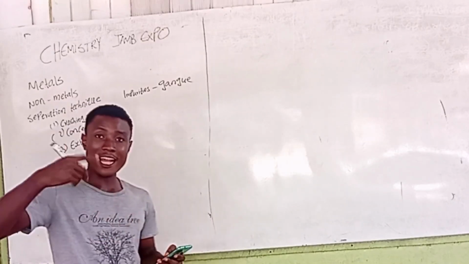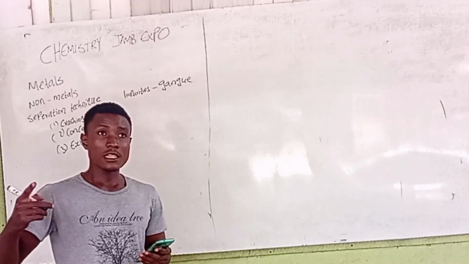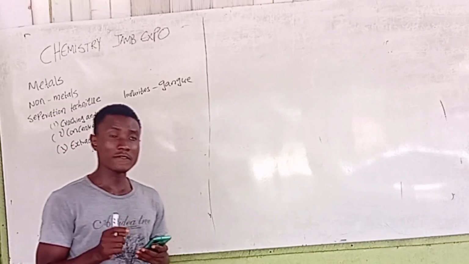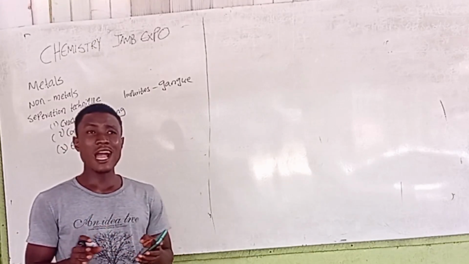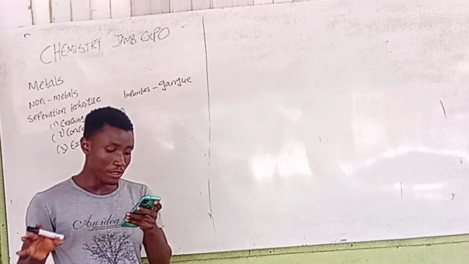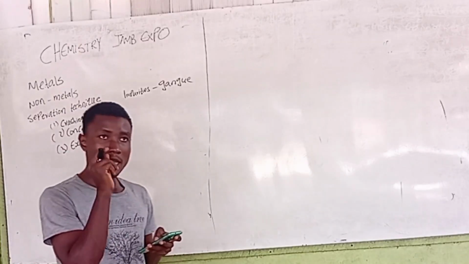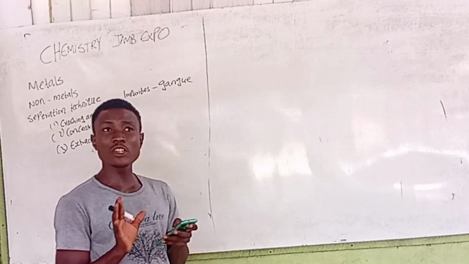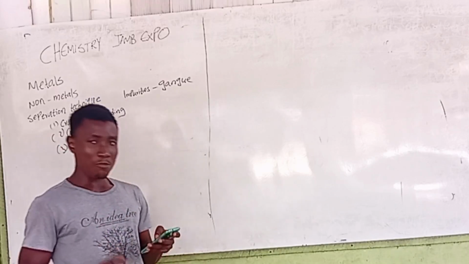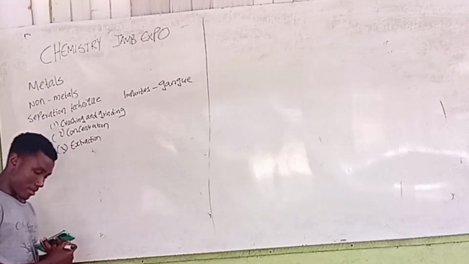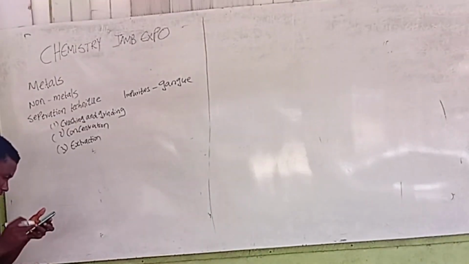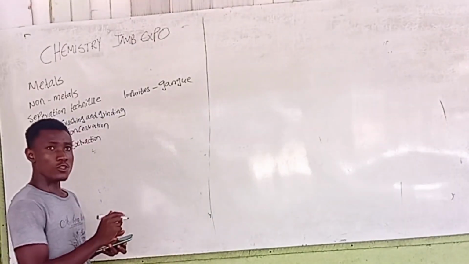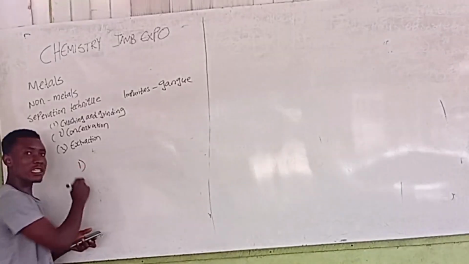Remember, I talked about their reactivity. How we can separate these various metals from their ores is based on how reactive the metal is. So I will list out how reactive each metal is and how we can separate them: which one is highly reactive, which of them is moderately reactive, and which is not even that reactive. Number one we have is highly reactive metals.